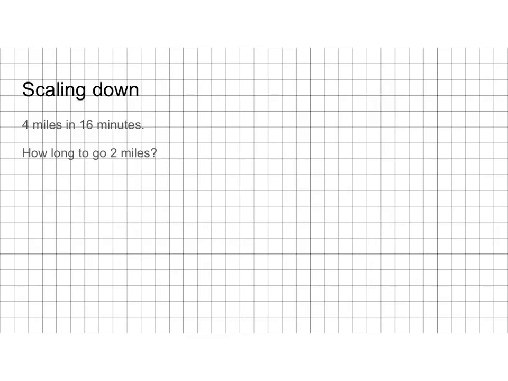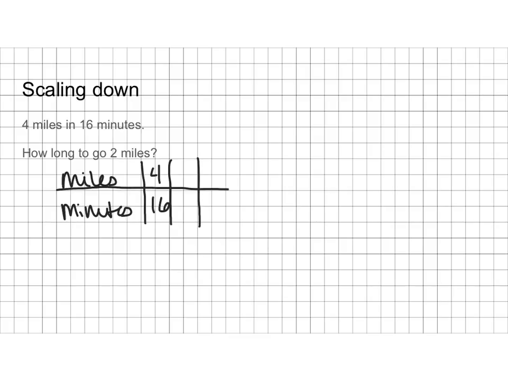All right, now we're going to do the same idea, except instead of scaling up, we're going to scale down. So we want to know how long it would take her to go 2 miles, given that she goes 4 miles in 16 minutes. So we'll start it off the same way, 4 miles for 16 minutes, and then I want to know how long to go 2 miles. Well, that's half. So that's dividing by 2. And we remember when we're scaling down, we divide. So then I need to do the same thing for the minutes. So 16 divided by 2 gives me 8.